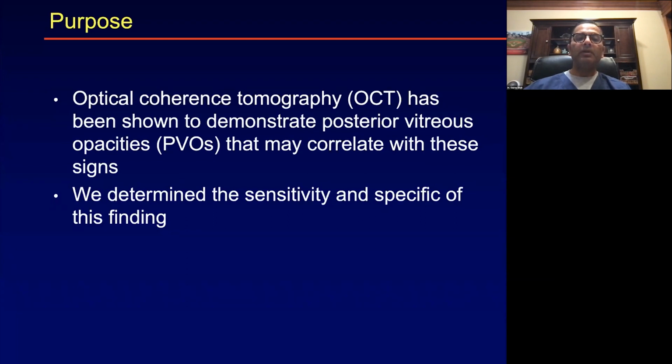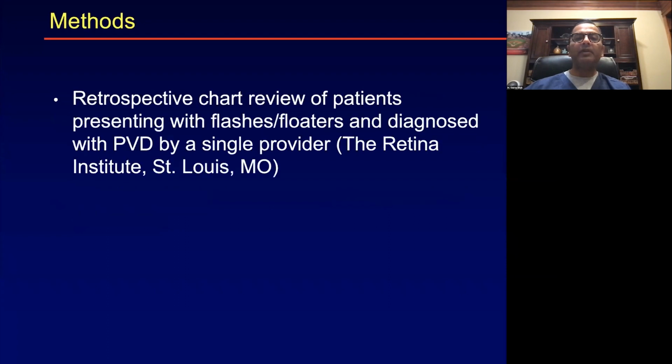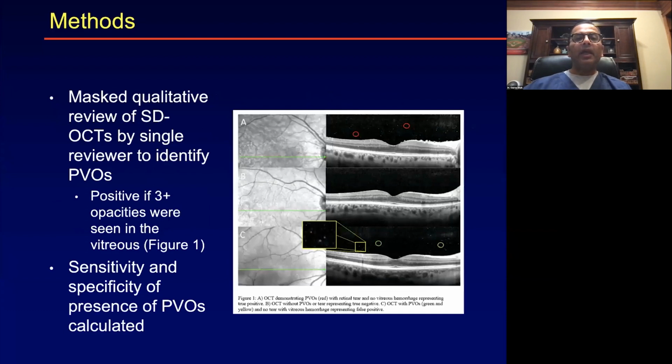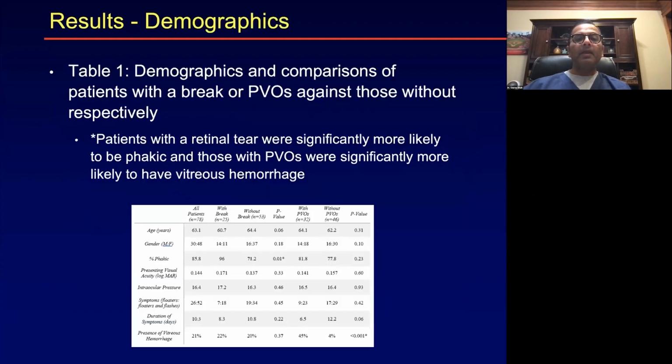OCT has been shown to demonstrate these posterior vitreous opacities that may correlate with these signs. So we want to look at the sensitivity and specificity of these findings. This was a retrospective chart review by us, and we did a masked qualitative review of SD-OCTs by a single reviewer to identify these PVOs, and they were considered positive if 3+ opacities were seen in the vitreous. Sensitivity and specificity of the presence of PVOs was then calculated.